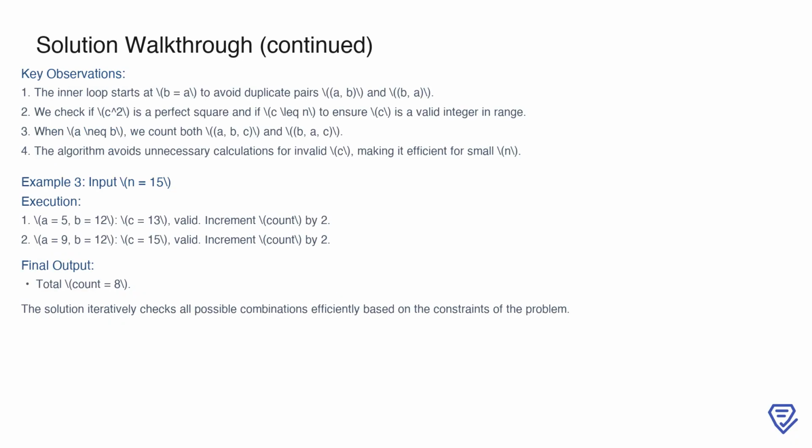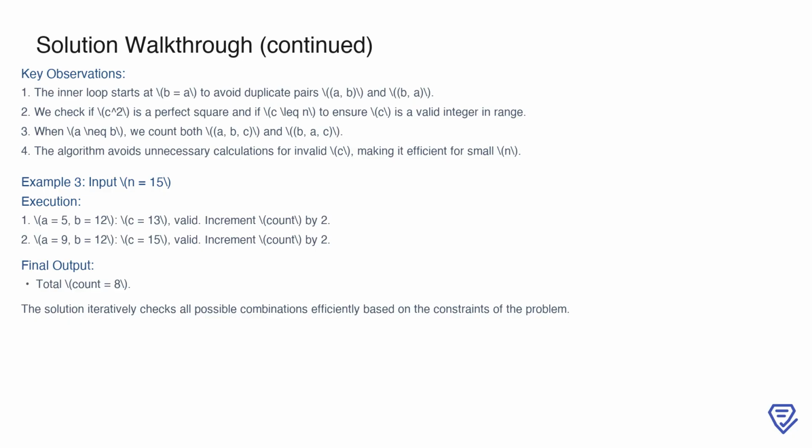There are a few key observations that make this algorithm efficient. First, the inner loop starts at b = a to avoid duplicate pairs (a, b) and (b, a). Second, we ensure c^2 is a perfect square and that c is within the range 1 to n. Third, when a ≠ b, we count both (a, b, c) and (b, a, c) as they represent distinct permutations. By skipping unnecessary calculations, the algorithm efficiently handles small values of n.